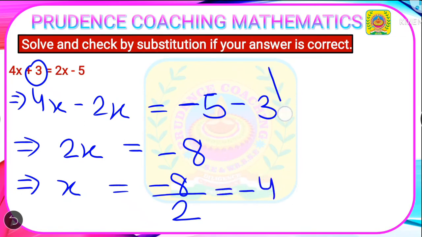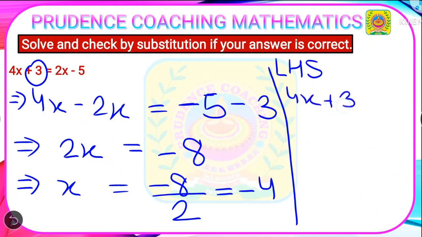Now as we know, we need to check whether our answer is correct or not. We will start with LHS. So in the LHS we have 4x plus 3. We have got the value of x, that is minus 4, so 4 into minus 4 plus 3. So you will get 4 into minus 4, that is minus 16 plus 3.